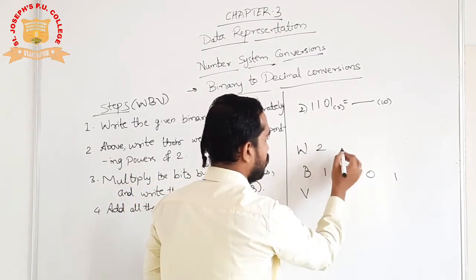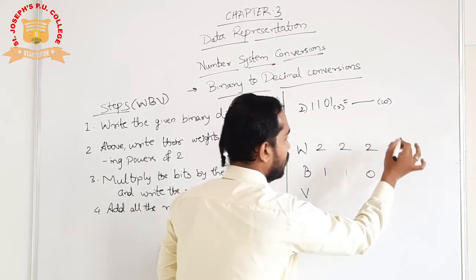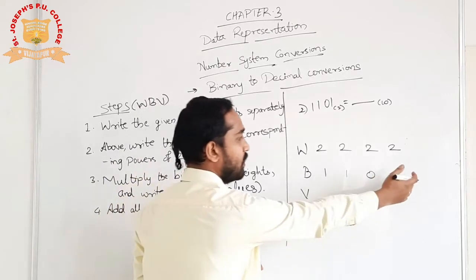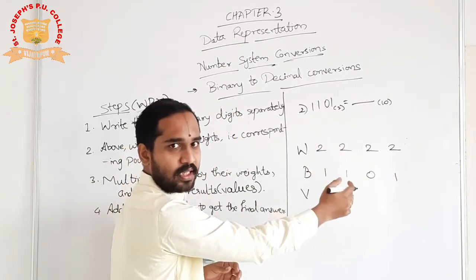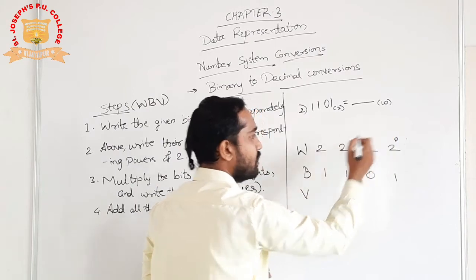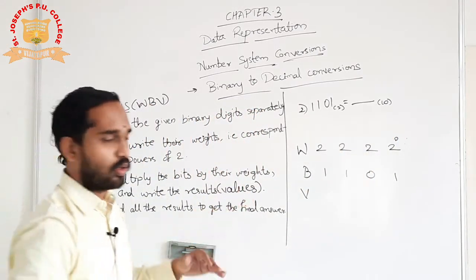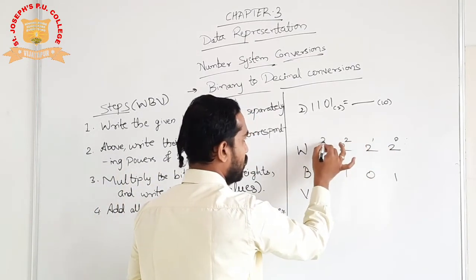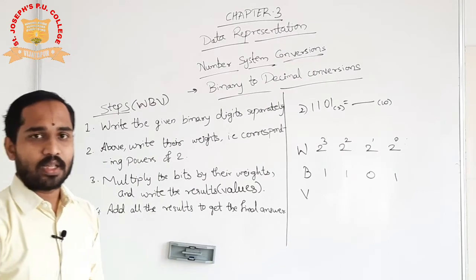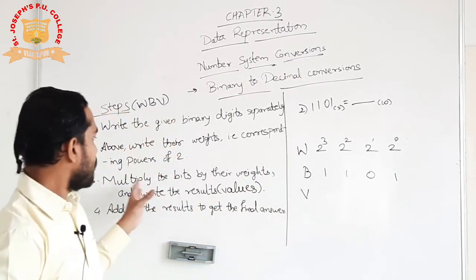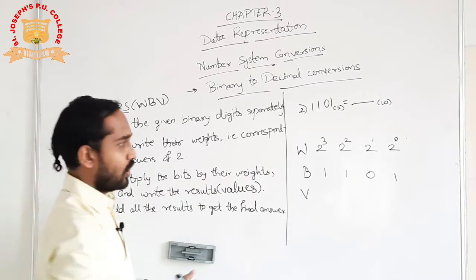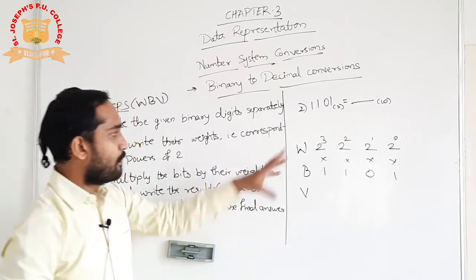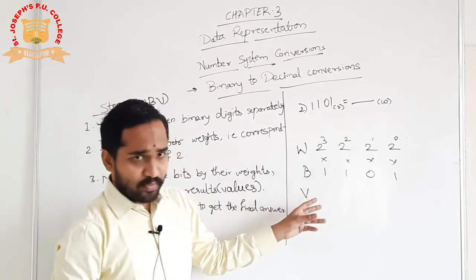So 2 I am writing, and now to write the powers, where I have to start? I have to start at the rightmost bit, that is LSB, least significant bit, and it will be always having 0 as the power. It will start from 0 and as you go to the left, it will increase. So 2 raised to 0, 2 raised to 1, 2 raised to 2 and 2 raised to 3. Second step done. Third step, multiply the bits by their weights. I have to multiply these two. Now, multiplying these two means what? I have to write the values.